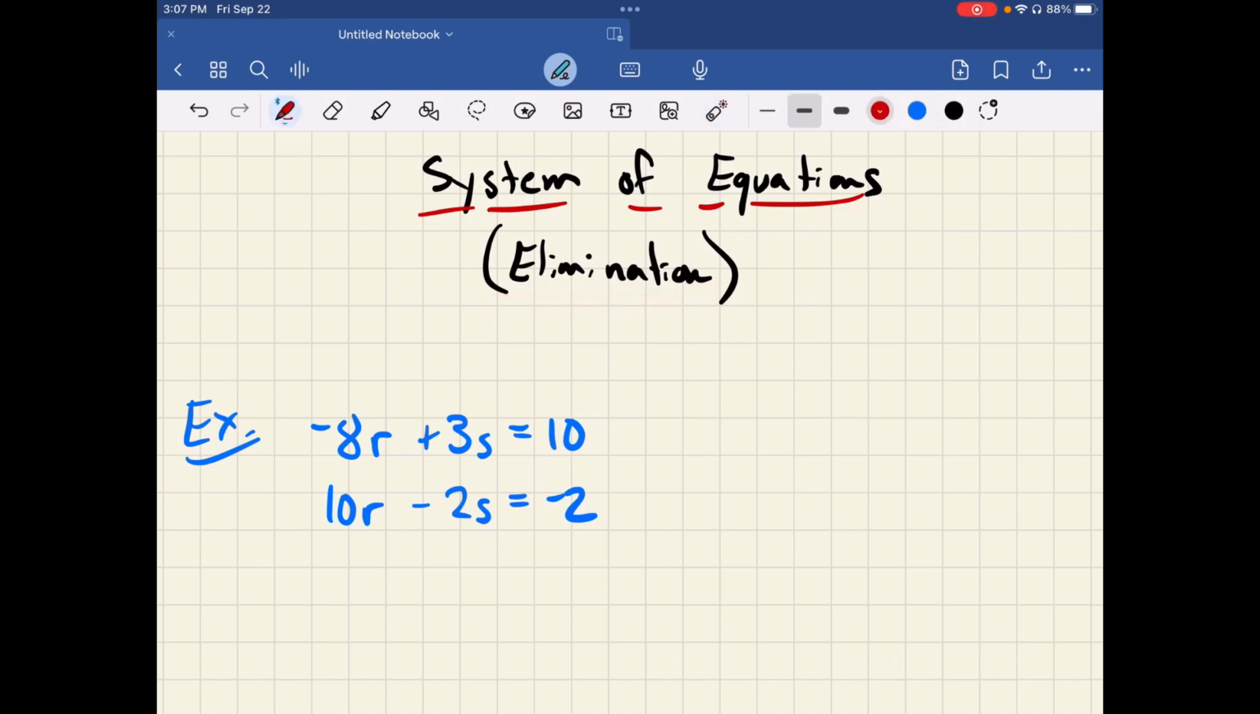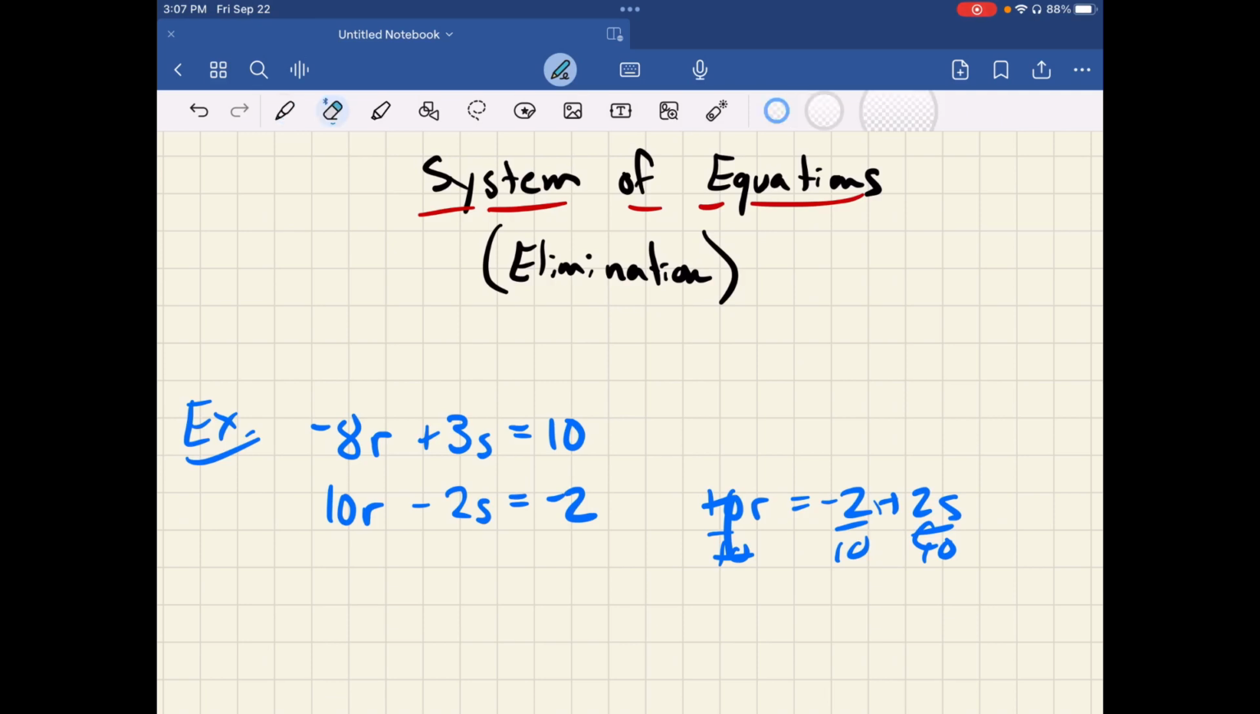In a previous video, we talked about how to isolate one of the variables. So for instance, in this case, if I try to add 2s to both sides, you do that, you should end up getting 10r equals negative 2 plus 2s, and then when I divide by 10, you can see how we're going to start getting a lot of fractions over on this side, and that's something that's going to make our arithmetic a little messy, so we want to try to avoid that if we can.